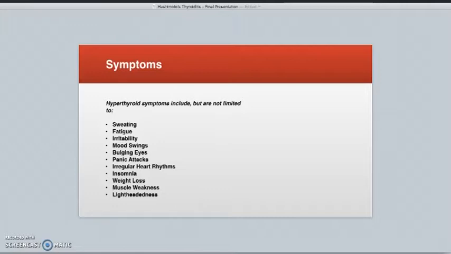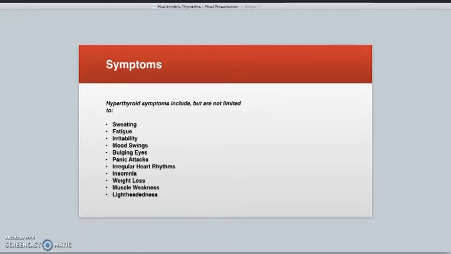Hyperthyroid symptoms are, as expected, the opposite of hypo. It's an overabundance of hormone, which means your metabolism is spiking much faster than it should be. So these symptoms are sweating, fatigue, irritability, crazy mood swings, and anxiety, panic attacks. The really severe cases can actually have bulging eyes, irregular heart rhythms like palpitations, insomnia, weight loss, muscle weakness, and lightheadedness. So all of these or any of these symptoms can occur in a Hashimoto's patient.